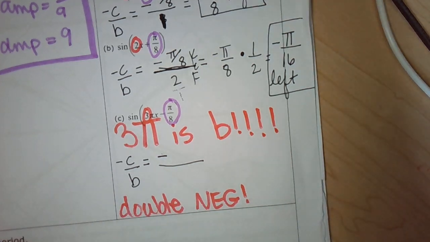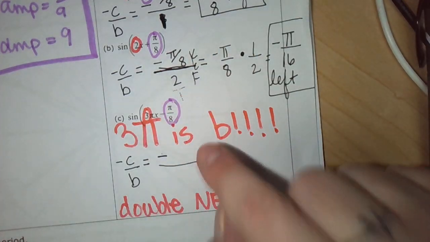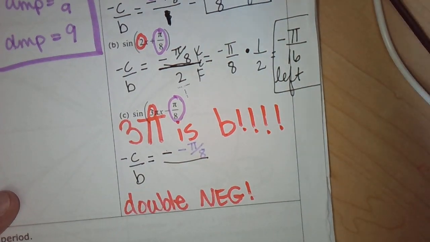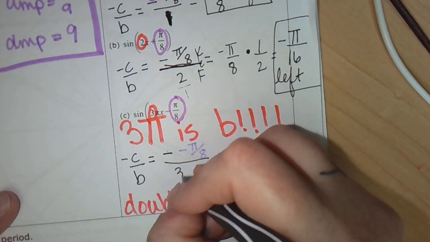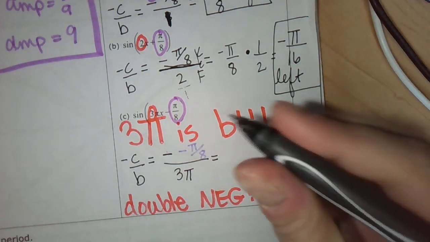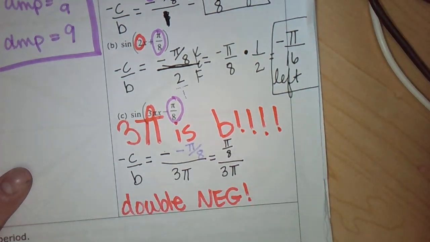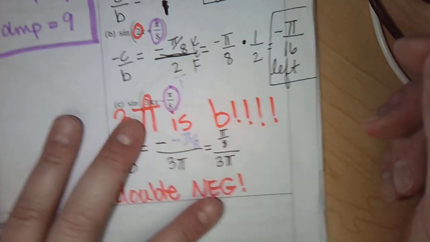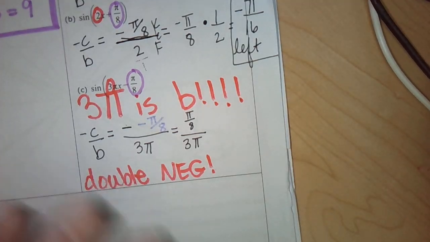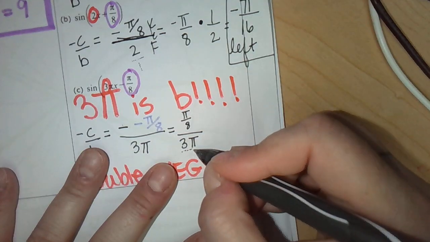Then your actual c value is this negative pi over 8. And then your b, what was your b? Oh, 3 pi. First off, the double negative makes a positive. Second, we're not sure if the pi's cancel. They do. Technically, they cancel, because this 3 pi on the bottom is actually over 1.